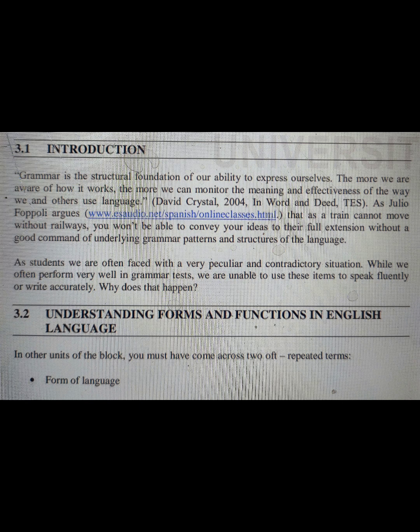As students, we are often faced with a very peculiar and contradictory situation. While we often perform very well in grammar tests, we are unable to use these items to speak fluently or write accurately. Why does that happen?